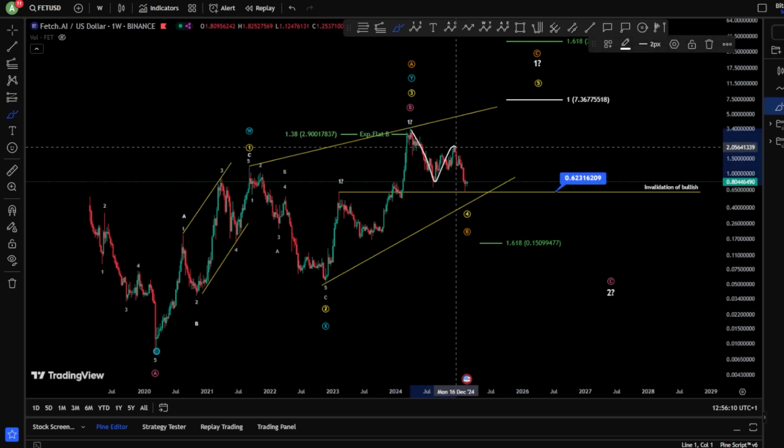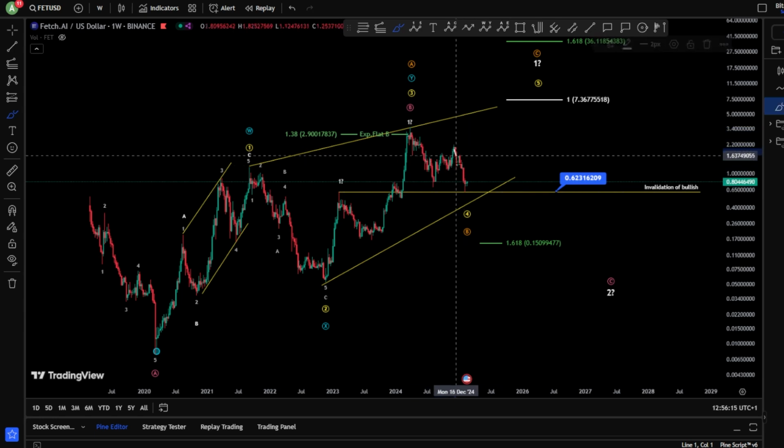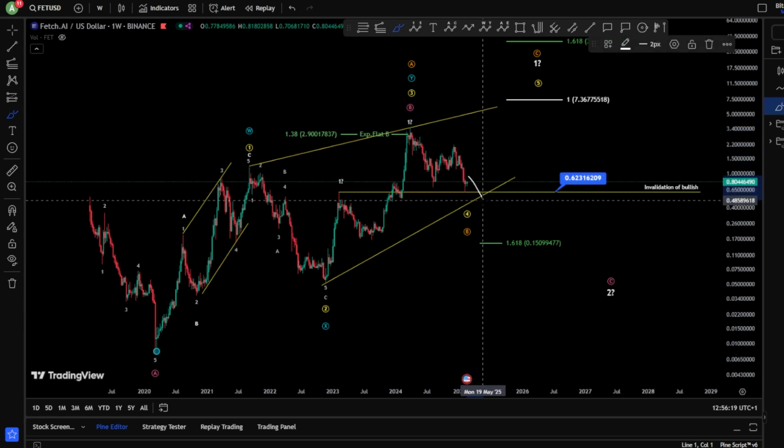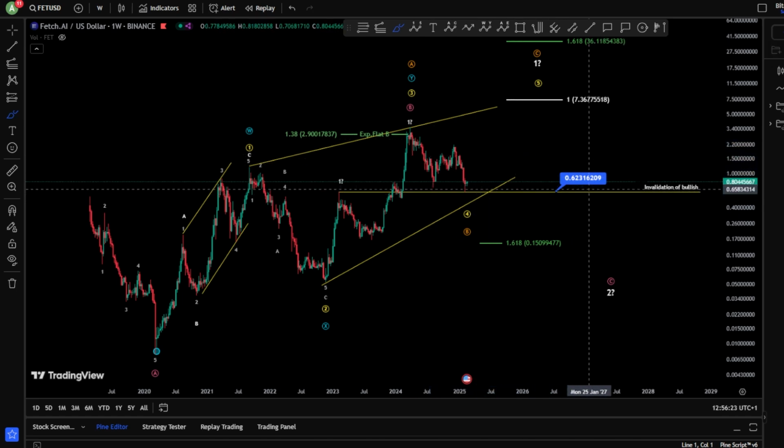Now this corrective wave still need one more leg to be finished in A, B, and a C. As you can see, your wave C has to be, of course, 5 waves toward the downside, so it's still looking for one more leg to finish this wave C and start, of course, the impulse towards higher prices.